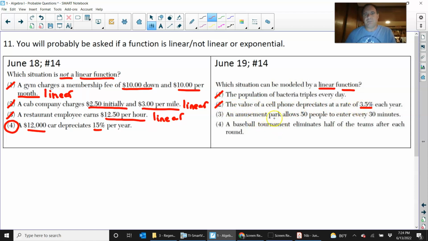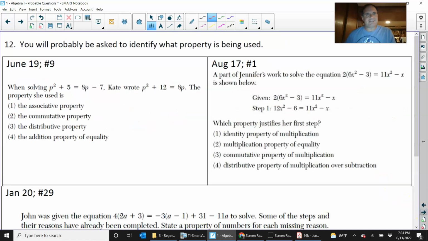No, not linear. Amusement park allows 50 people to enter every 30 minutes. Okay, 50 people, a half hour. The other half hours, 50 people. This is a constant rate. That is linear. Basketball tournament eliminating half of the teams. That is non-linear.